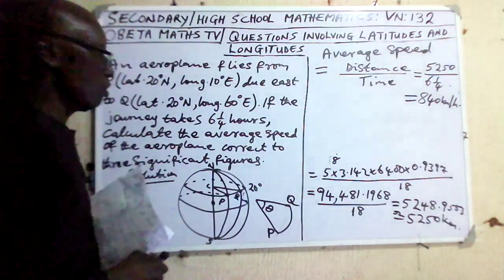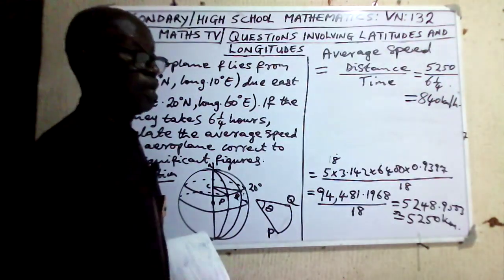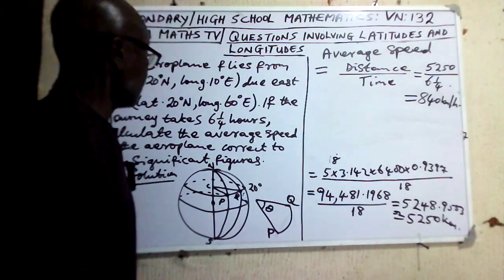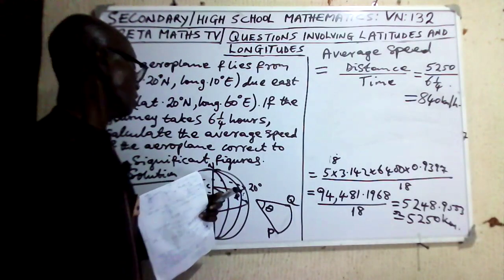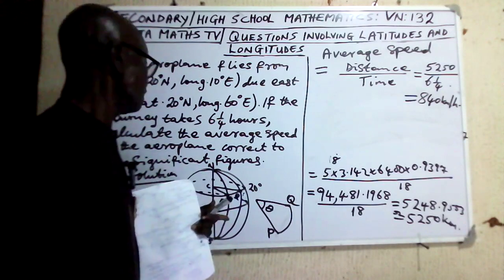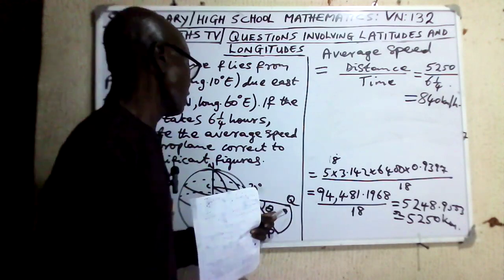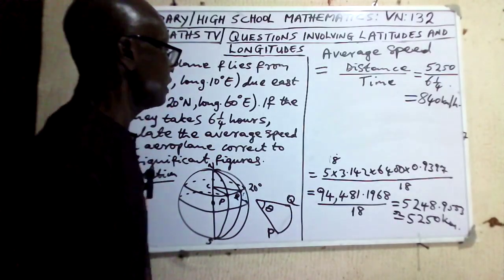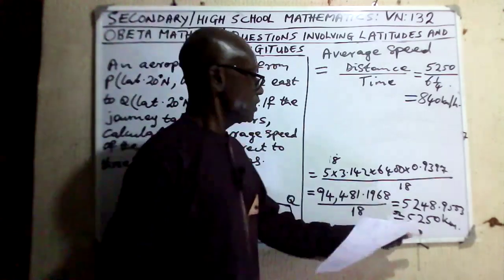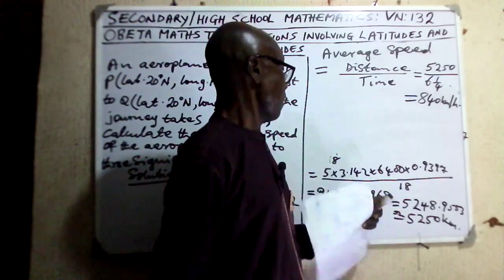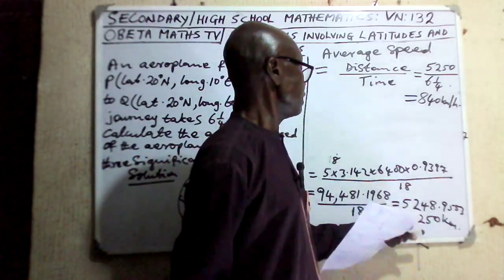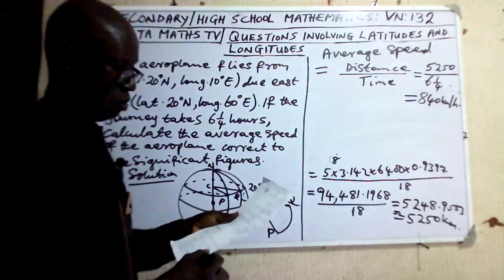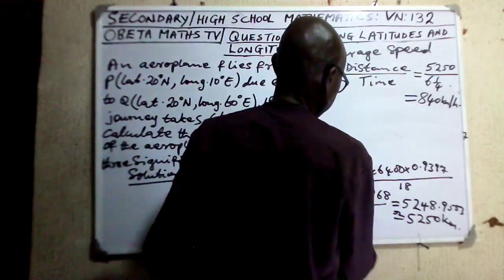So you have seen how you solved it. We started by, first of all, calculating the distance from P to Q, and then finding the angle between them, and then solving everything. Finally, we arrive at the expected answer. And then we now find the speed by dividing this by the time given, that is by dividing by 6 1/4.